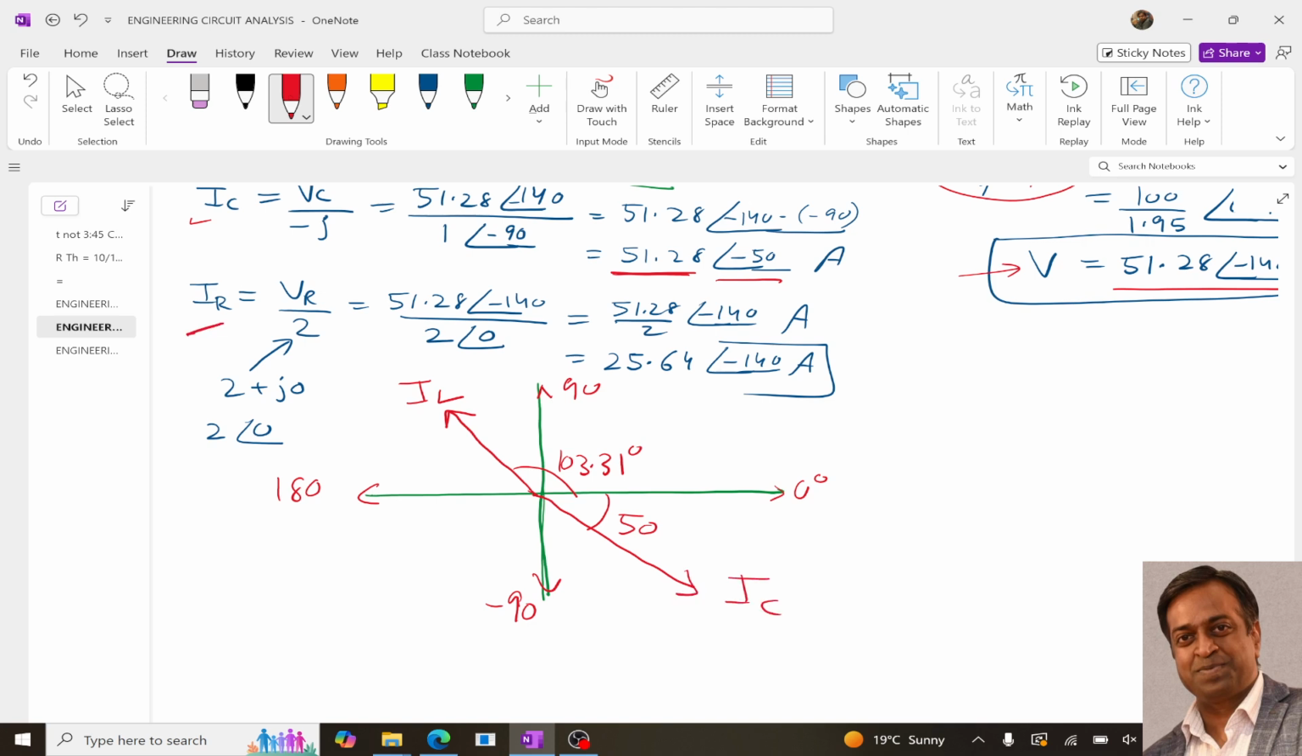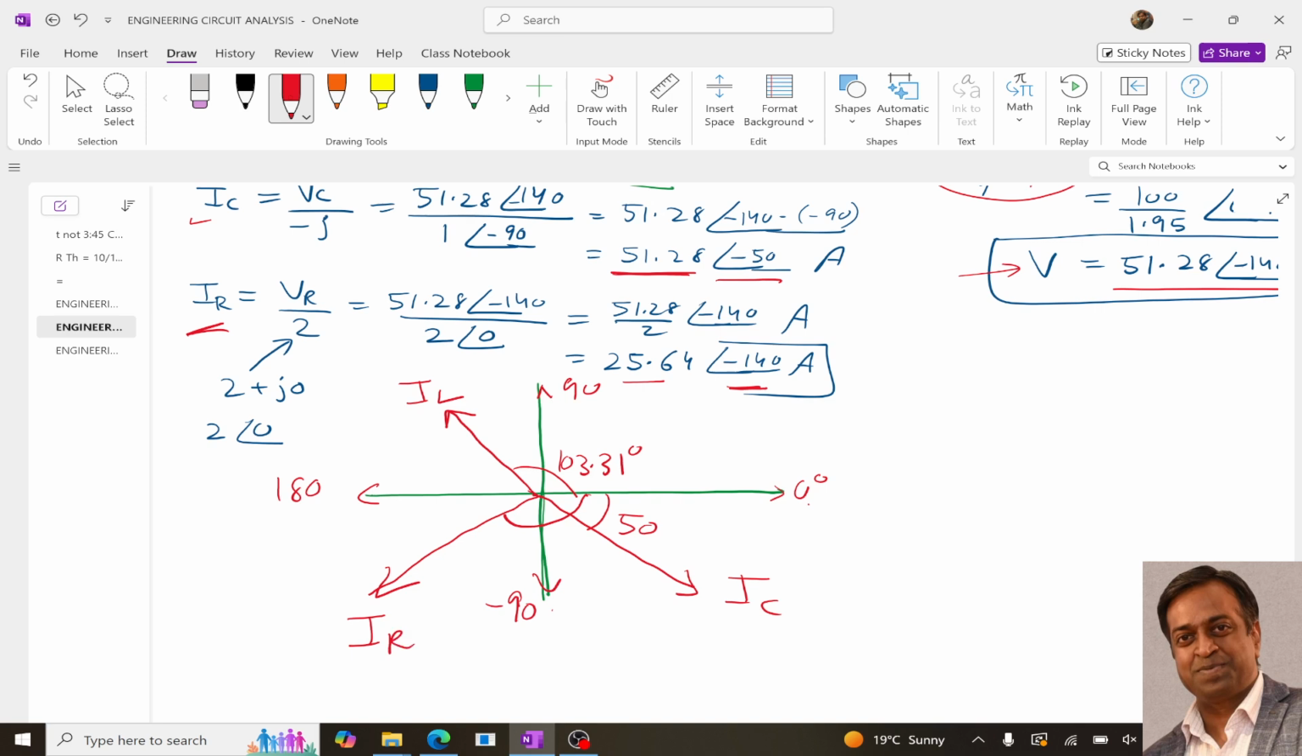And then the third, IR, is 25.64, angle minus 140, so minus 40 direction. It means we are going to go in the anti-clockwise direction. From 0 degree I will go anti-clockwise. Up to this point it is 90, so I need to go 50 degrees more, so it will be this, right?